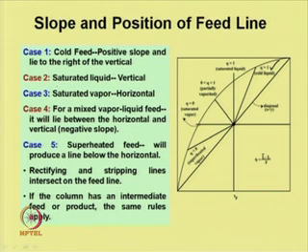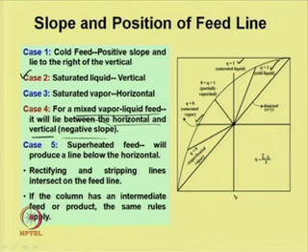Now, case 2, if it is saturated liquid, then q is 1. So, it will lie vertically, which is shown over here. Now, if it is saturated vapor, then q is 0. So, it will lie horizontally, which is shown over here. This is for saturated vapor. And if it is a mixture of vapor and liquid feed, it will lie between the horizontal and the vertical, since the slope is negative.